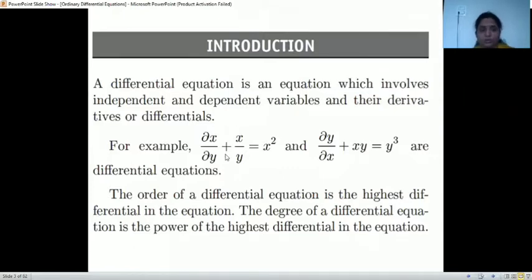Then we should know what is order and degree. The order of the differential equation is the highest derivative in the equation, and degree is the power of the highest derivative, right?